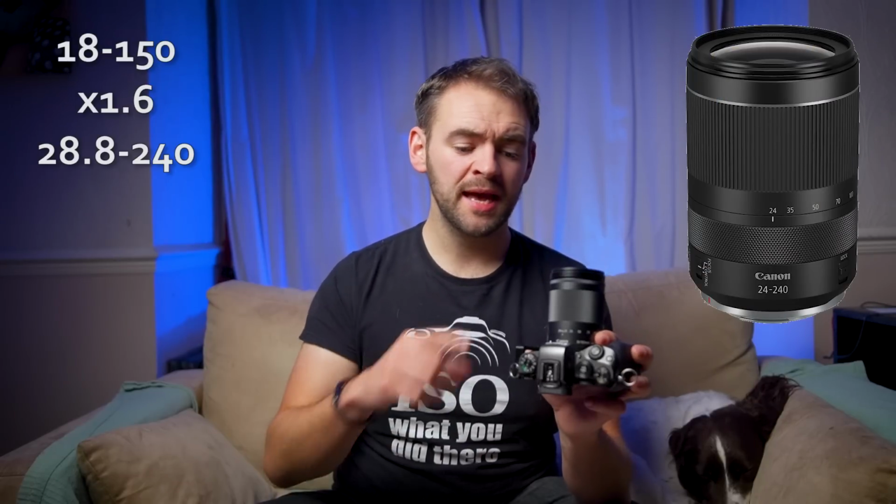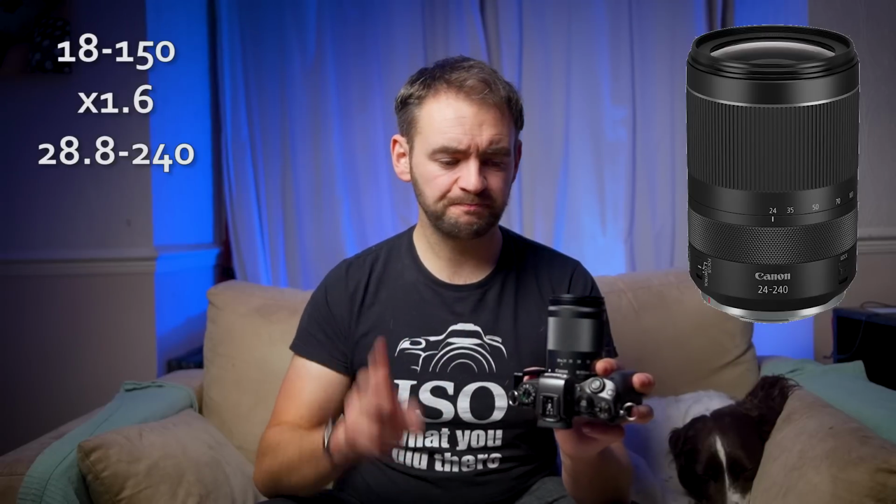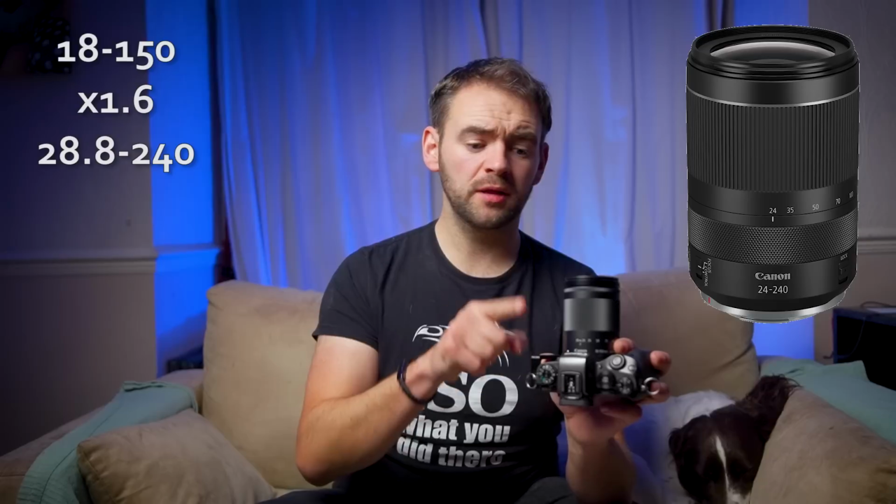So for example, this lens is the Canon 18 to 150mm f3.5 to f6.3, specific for APS-C mirrorless cameras. Now, with the 1.6 times crop factor, that gives you an effective focal length range of 28.8mm up to 240mm. By comparison, the Canon RF 24 to 240mm is physically a much bigger lens. But two factors for that. The first is that it goes to 24mm, not 28.8, so is going to be slightly bigger.